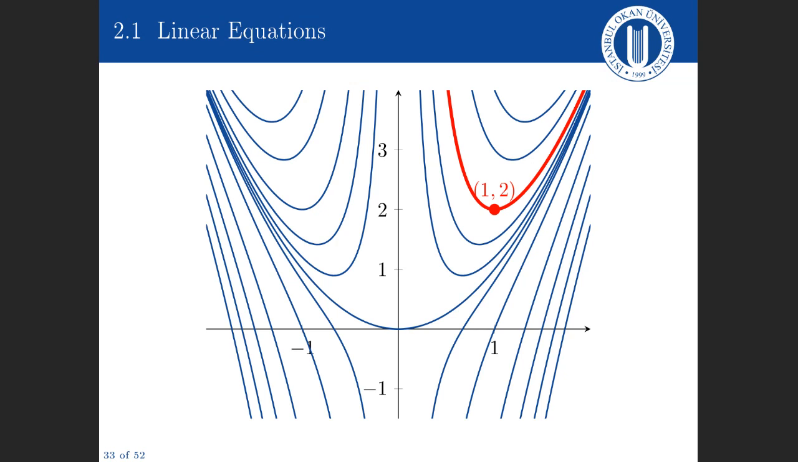Here's a graph of this function shown in red. Every blue curve on this graph is a solution to the differential equation. The solution to the initial value problem is the solution which satisfies y of 1 is equal to 2. In other words, it passes through the point where t is equal to 1 and y is equal to 2.